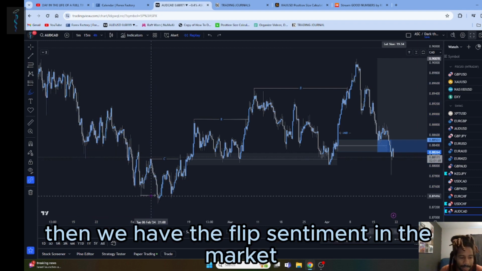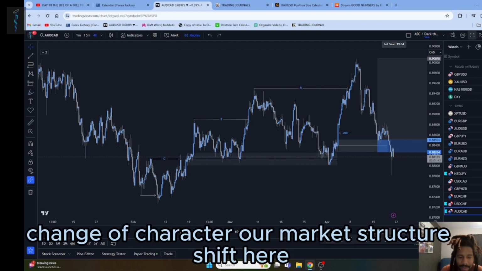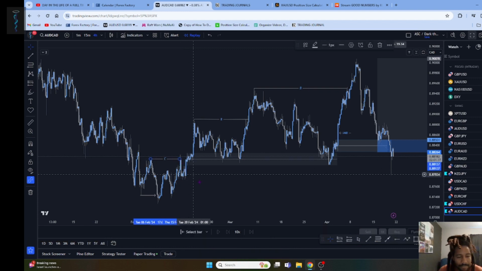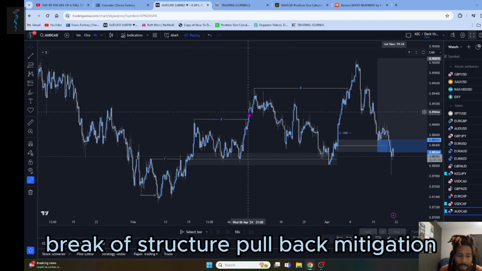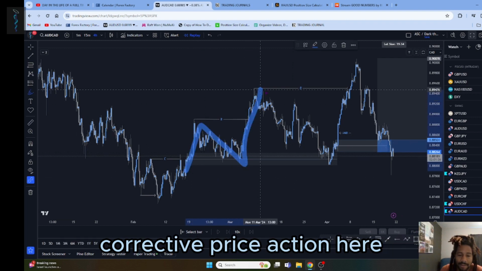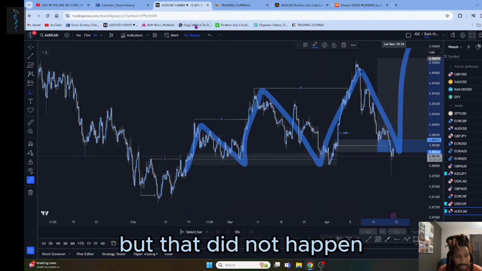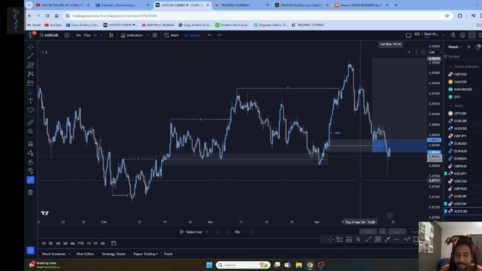Then we had the flip in sentiment in the market. Sweep of this low, break of this high, change of character, our market structure shift here. And then we continue to rally, break structure, pullback, mitigation, break structure, pullback, mitigation. It's giving us this very good corrective price action here. And then I was just waiting for the same thing to happen here, but that did not happen.